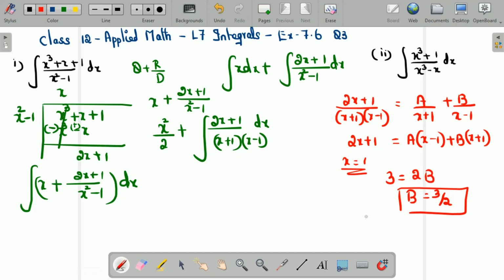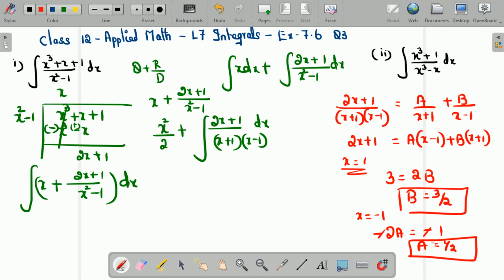Now you put x equal to minus 1. So this term will vanish. So minus 1 is minus 2, so minus 2a is equal to minus 1 into 2 is minus 2 plus 1, which is minus 1. So minus and minus you strike out, and a is equal to half.